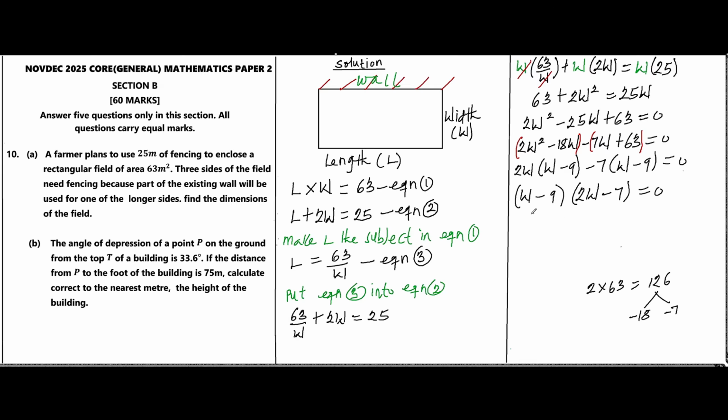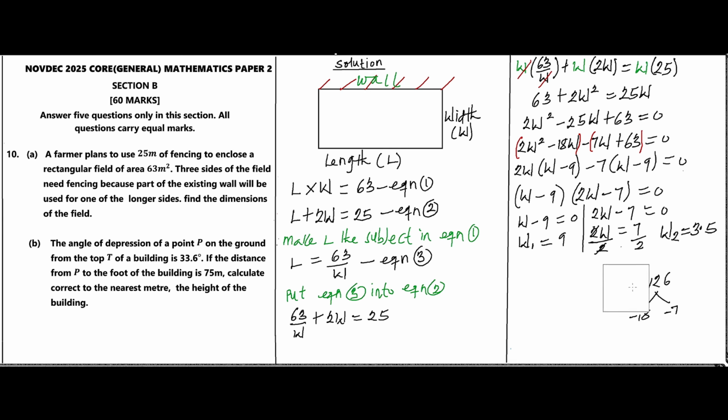So now we can solve for W. Let's pick the first one. W minus 9 is equal to 0. So the first value of W is positive 9. Now the second one: we have 2W minus 7 equal to 0. So 2W is equal to 7. Now when you divide both sides by 2, the 2 will cancel out. We have the second value of W as 7 on 2. 7 on 2 is 3.5.